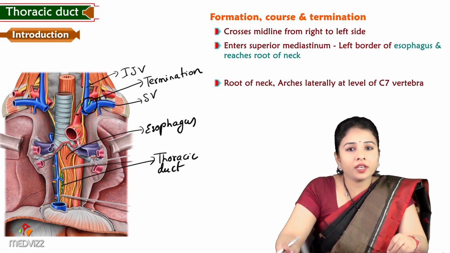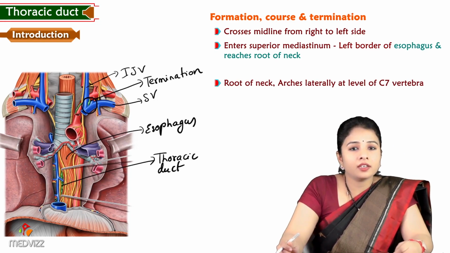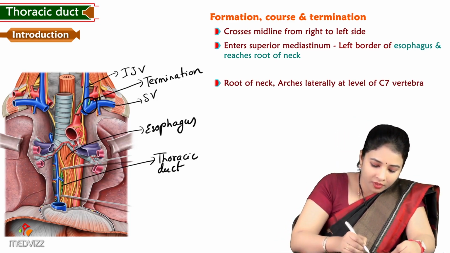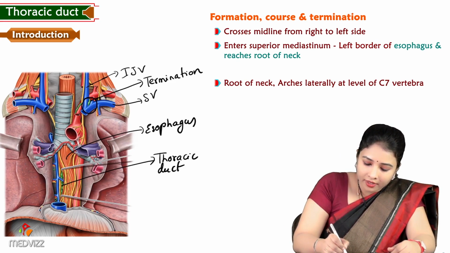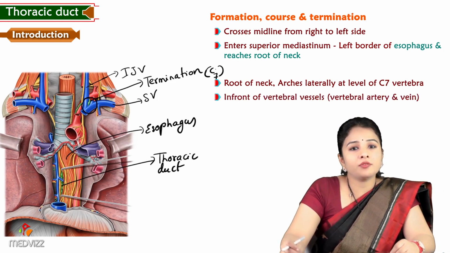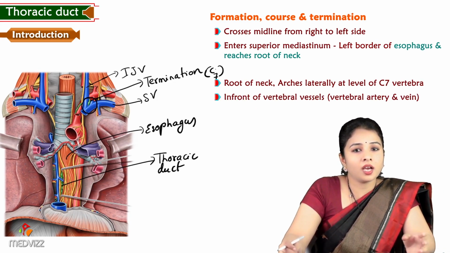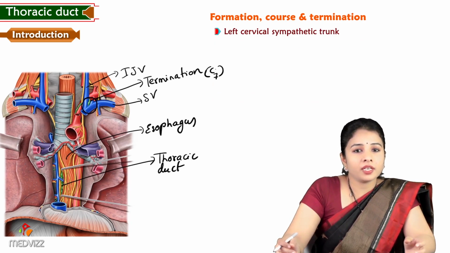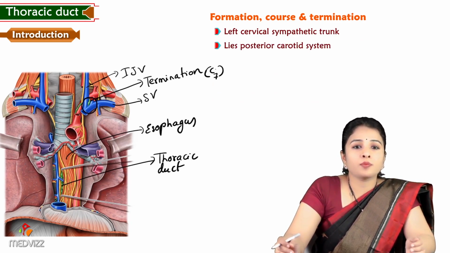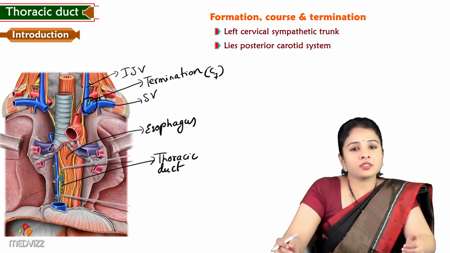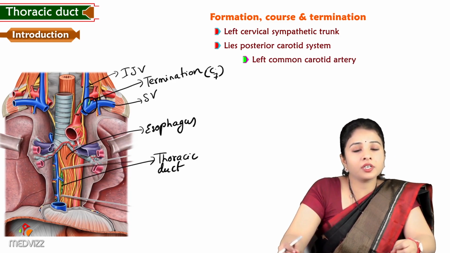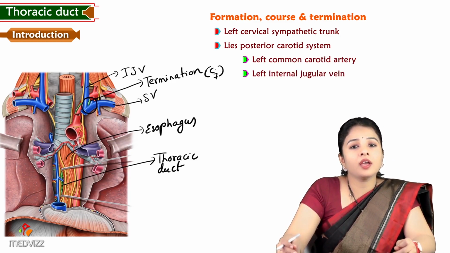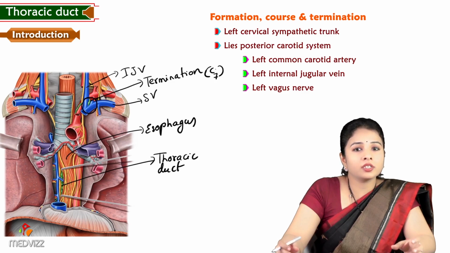So at the root of the neck, it arches laterally at the level of C7 vertebra. So we can see this termination or the arch at the level of C7 vertebral level, in front of the vertebral vessels, that is vertebral artery and vein, and left cervical sympathetic trunk, and lies posterior to the carotid system, which includes left common carotid, left internal jugular vein and left vagus. All three together are considered as the left carotid system.